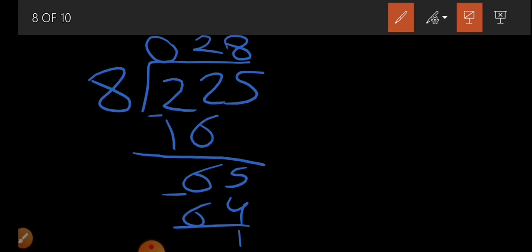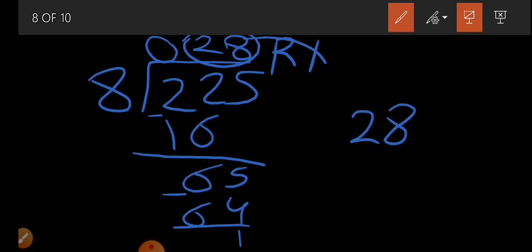I will put a decimal and put 0? No. Why? Because in the question they told you fractional percent. So I wanted the remainder as a fraction, not as a decimal. So I have remainder 1. How to write it? I'm starting with the 28. Go clockwise, like this.